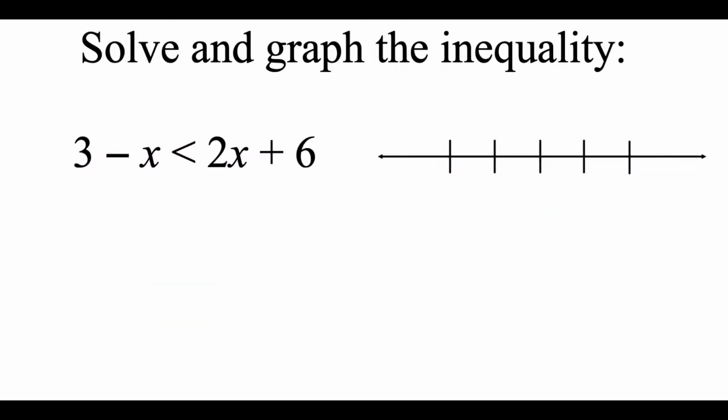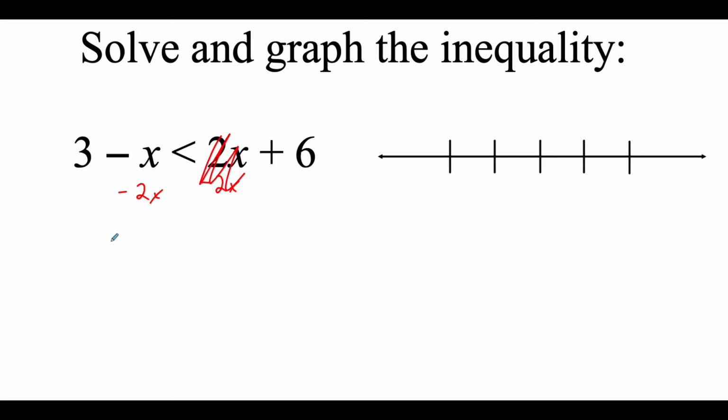Looking at our third example here, we've got 3 minus x is less than 2x plus 6. The first thing that I notice is that we have variables on both sides of our inequality, and we want to get those on the same side. And we always like to have our variable on the left-hand side if we're able to. So I'm going to look at that 2x, and I want to move that 2x over to the left-hand side. Because it's a positive 2x, I want to subtract 2x on both sides.